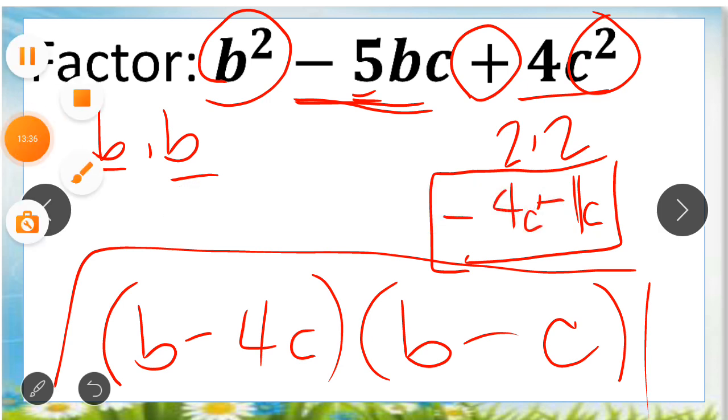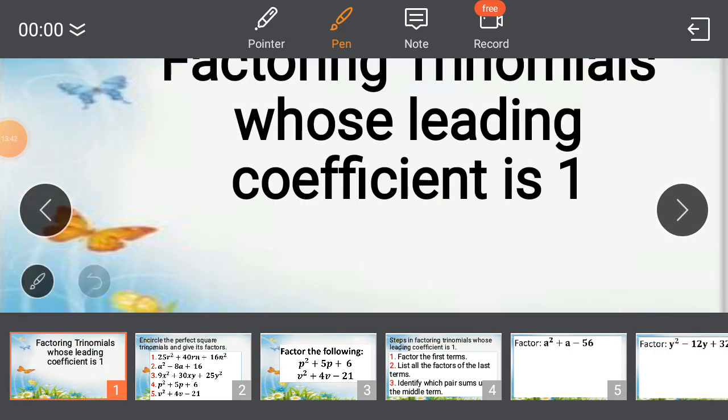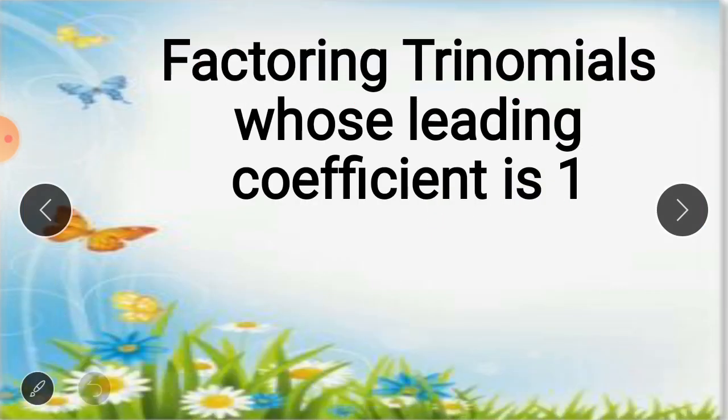So that's all for today. That is about factoring trinomials whose leading coefficient is 1.